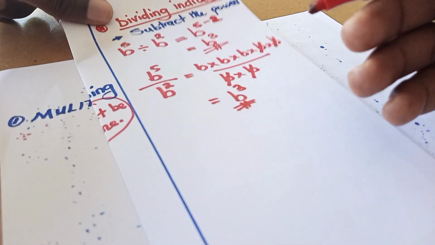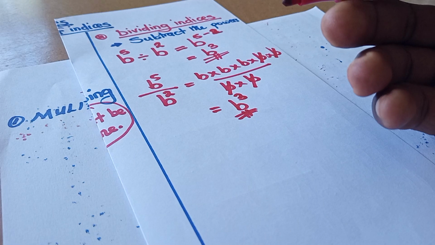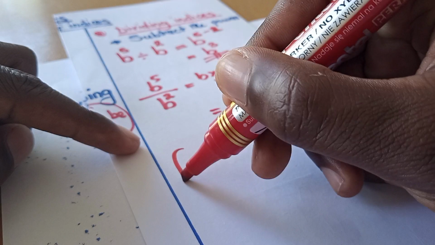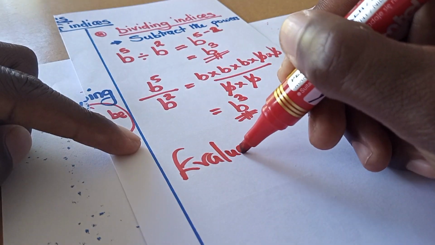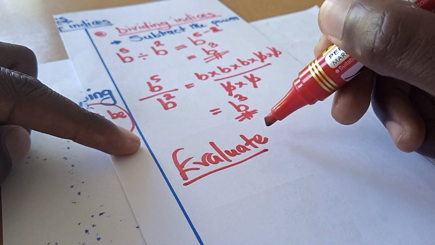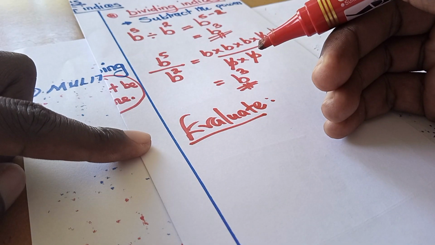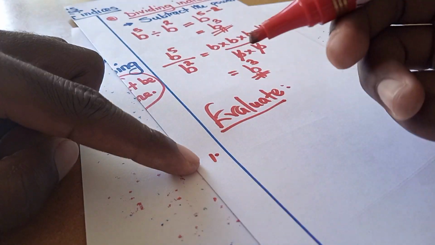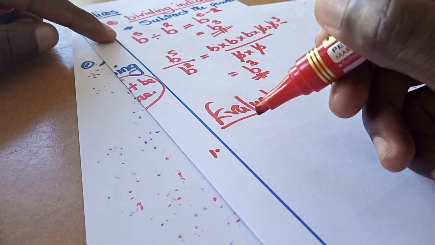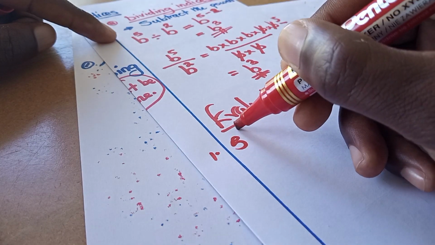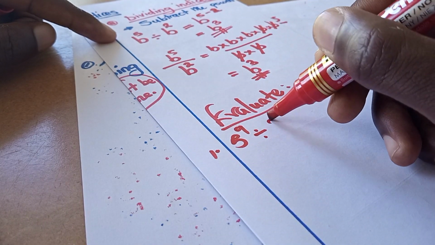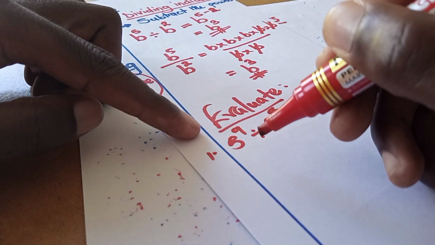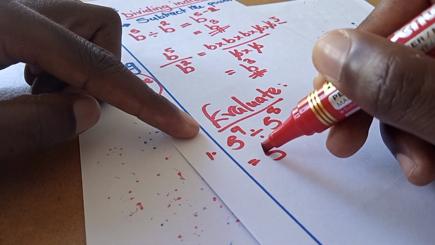Now let us look at some examples, like exam questions. In the exam they'll tell us to evaluate. Let's say we have number 1, 5 to the power of 9 divided by 5 to the power of 8. So this will be equal to 5.